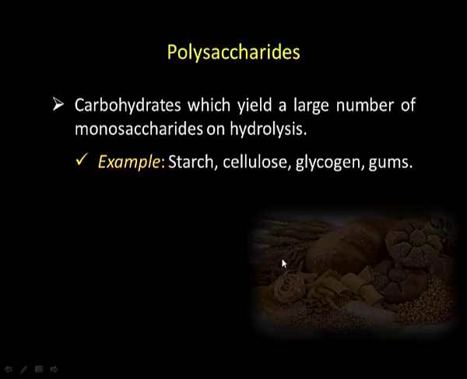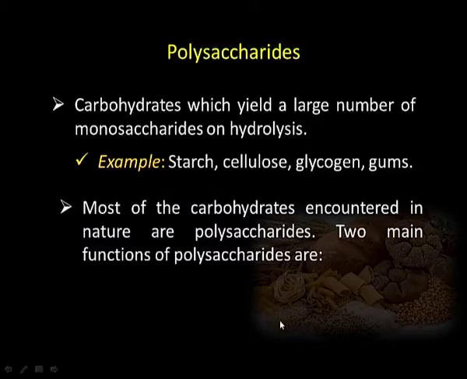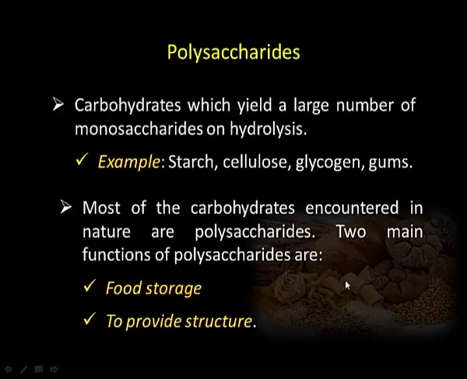Now let us move on to polysaccharides. Carbohydrates which yield a large number of monosaccharides on hydrolysis, we call them polysaccharides, and in our routine life we deal with more of the polysaccharides. Most of the common examples are starch, cellulose, glycogen, different gums and pectins, etc. Most of the carbohydrates encountered in nature are polysaccharides, and two main functions of the polysaccharides are that they are used for food storage and to provide structure. The food storage may be in plants or in animals, and basically they provide structure to plants.